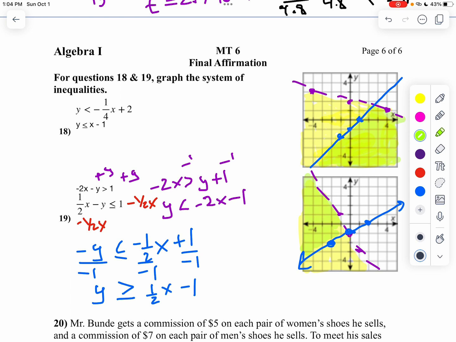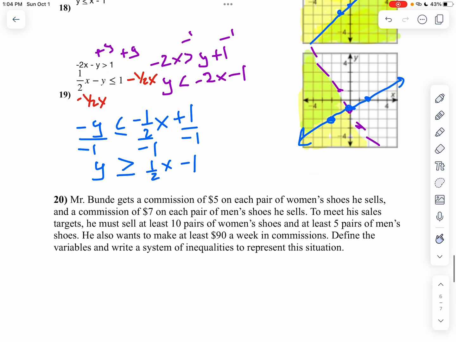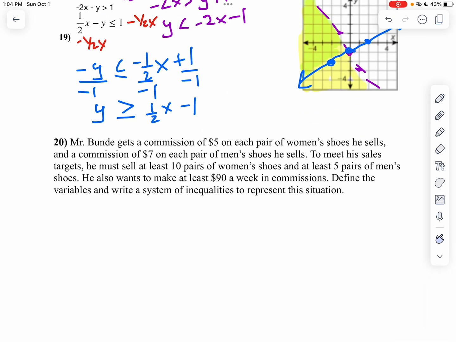Then, on number 20, let me pull that up here. Notice number 20, I didn't tell you to graph it. And you won't have to graph questions like this on your test either. You do have to change it to a system of equations. You're going to write some inequalities. I said equations, I meant inequalities. You're going to write a system of inequalities. And let's take a look here. We got a lot going on here.